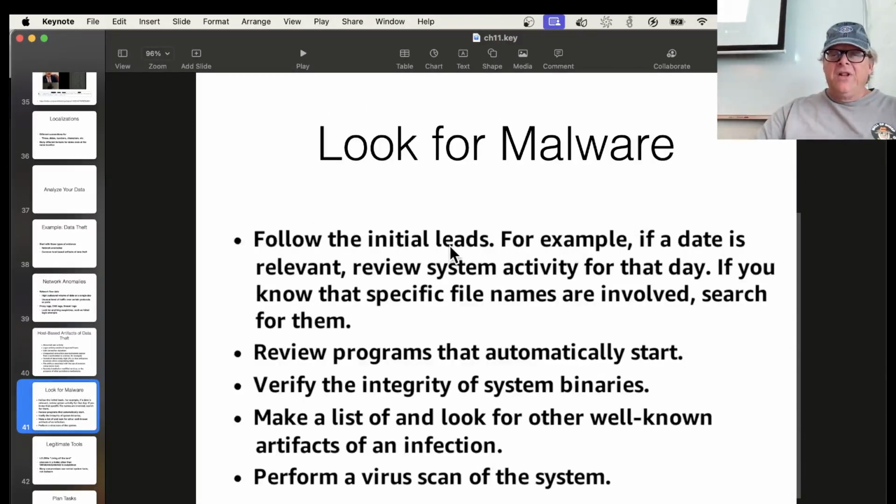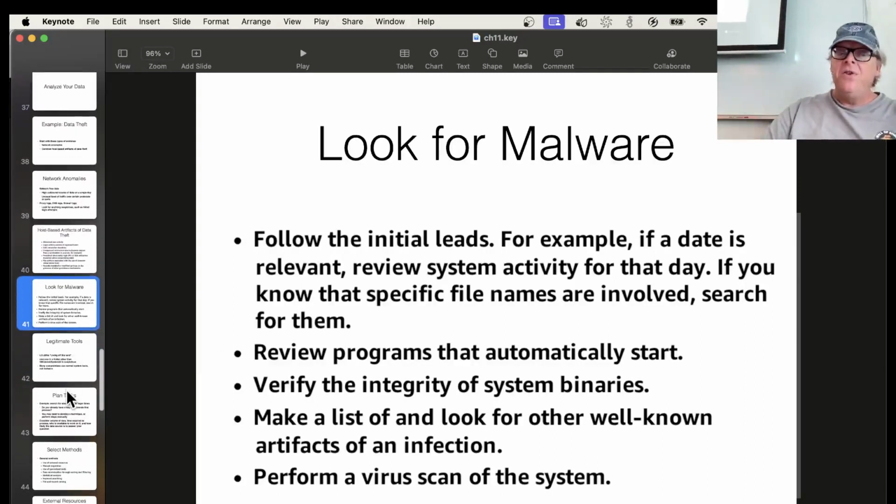So follow your initial leads. If you have something like a date or a file name to restrict your search, then you have an idea where to start. Look for things that automatically start. Look for modified system binaries and other artifacts of an infection, like viruses. These are good things to check in case they're using malware.